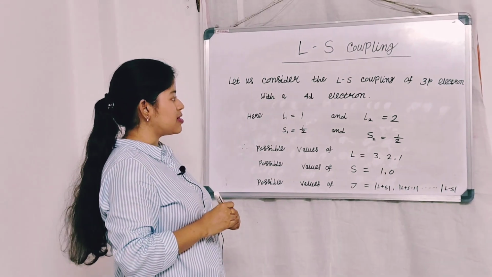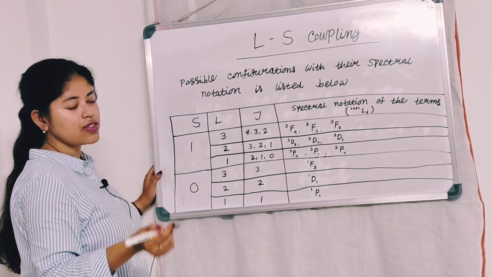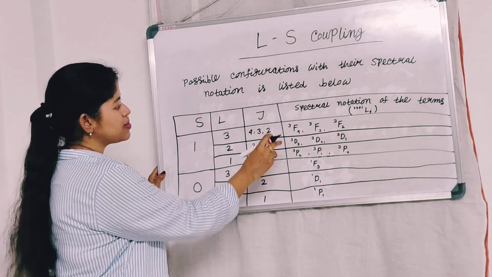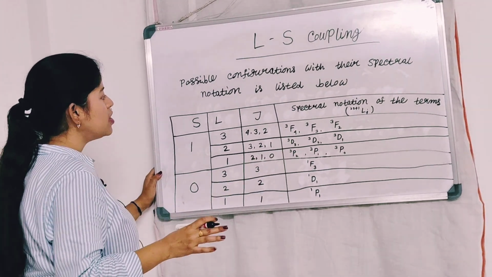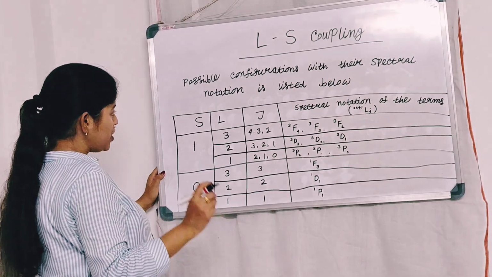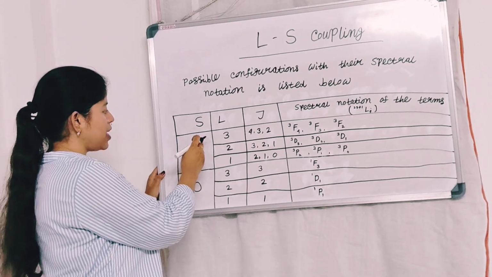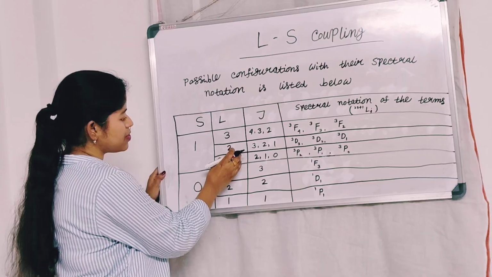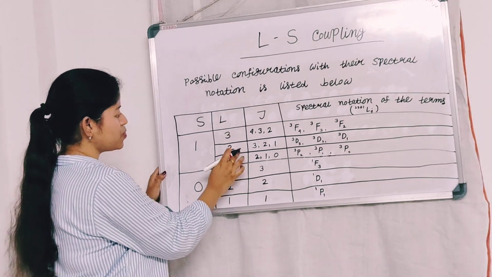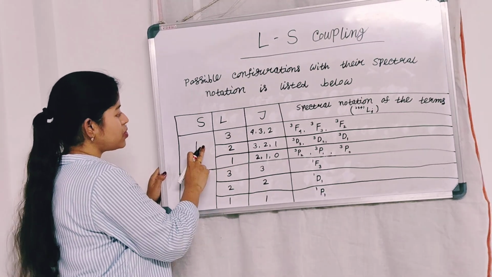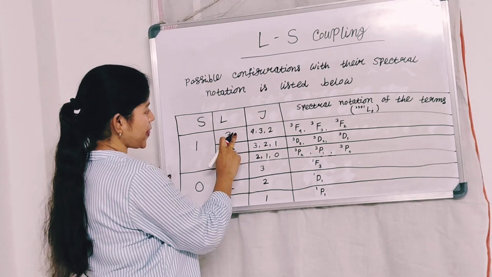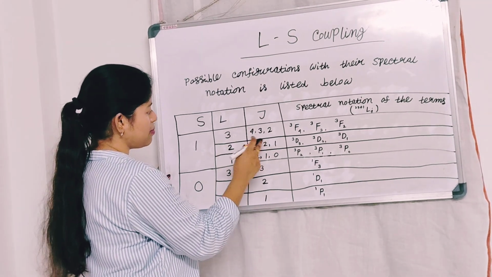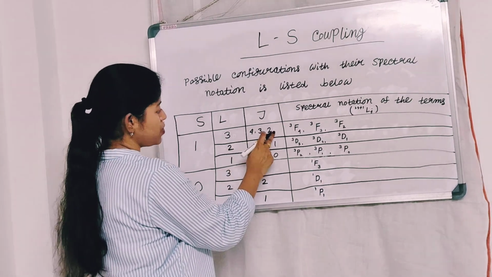Now we will consider their states. Depending on the values of S and L, we can write the spectral notation terms for different J values. First we will consider S = 1, and we will consider three different values of L, which are 3, 2, 1. So when S = 1 and L = 3, the values of J, that is L + S down to L − S, are 4, 3, 2.